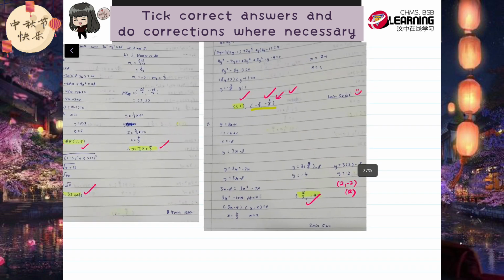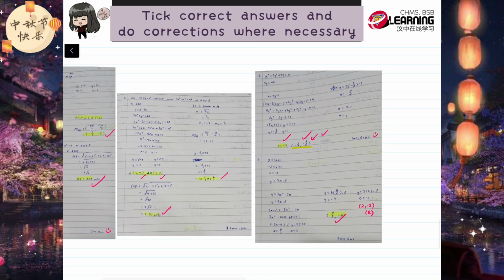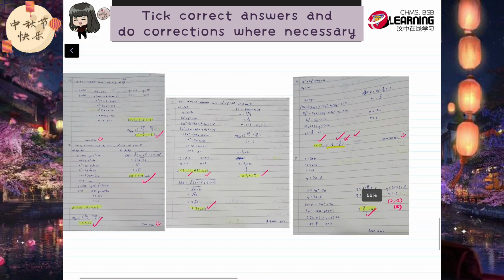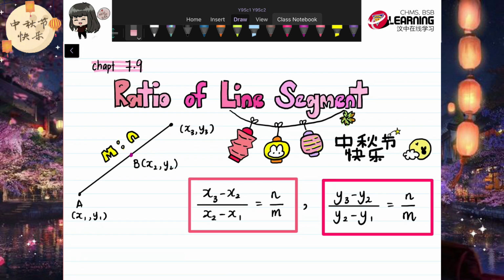So you did all these questions in less than 15 minutes. Well done. Let's go to chapter 7.9, which is not in your textbook, as I said. It's about ratio of a line segment.